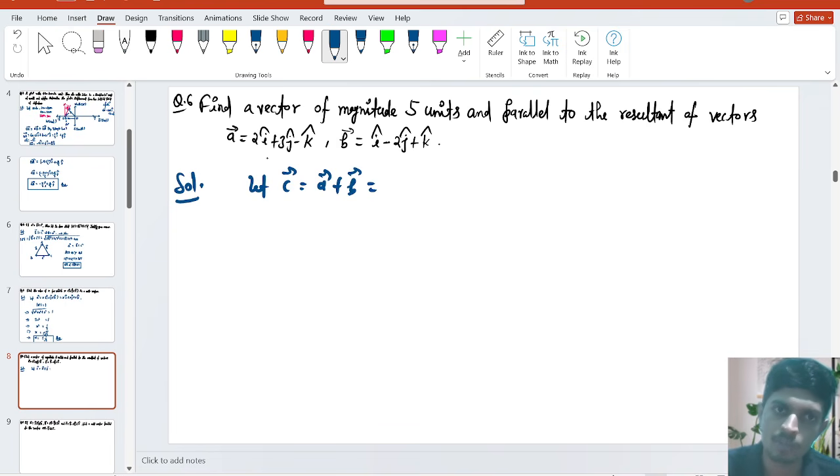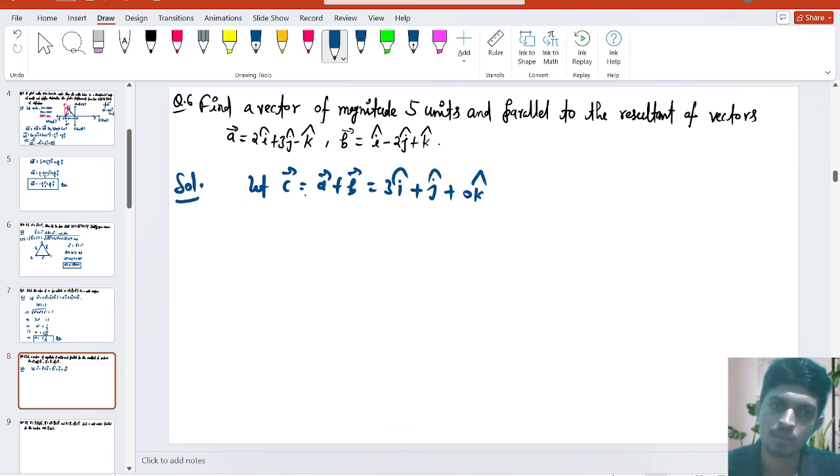So simplify it, vector A equal to just adding this: i cap plus 2 i cap plus i cap becomes 3 i cap, and 3 j cap minus 2 j cap plus j cap, minus k cap plus k cap becomes 0 k cap. Okay. So we need to find the vector of magnitude 5 units and parallel to this vector.